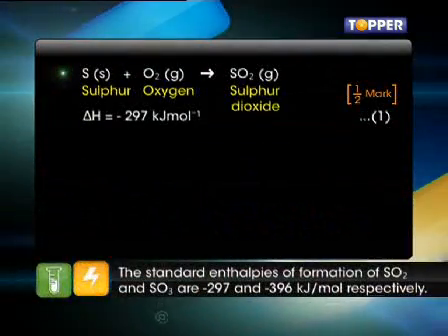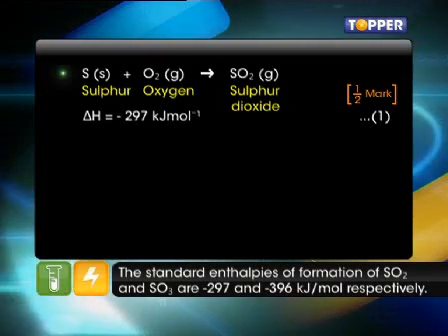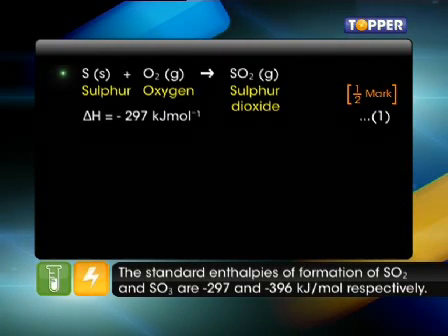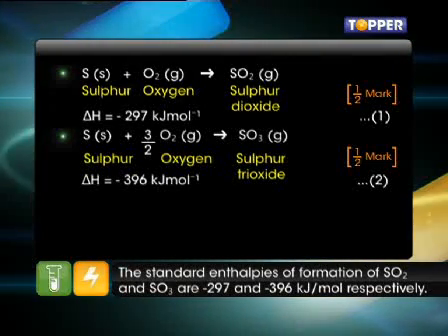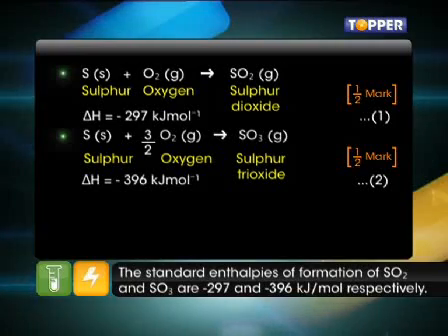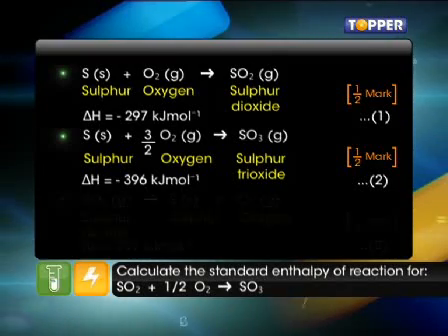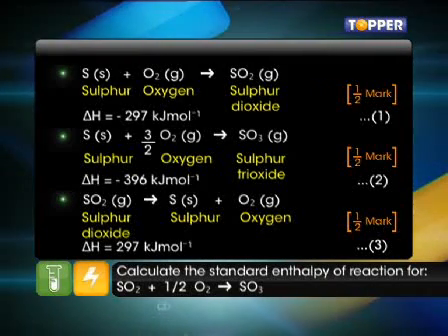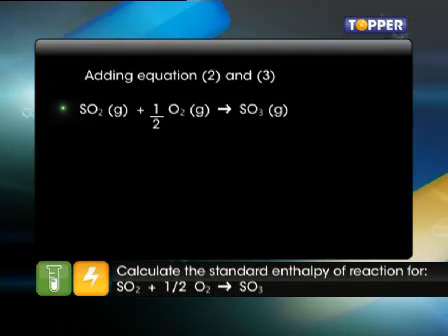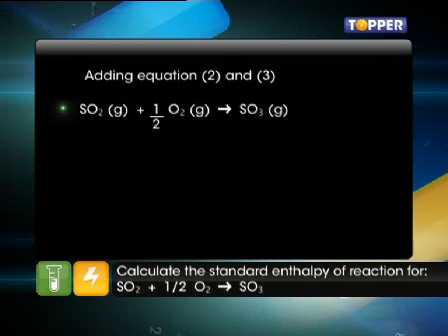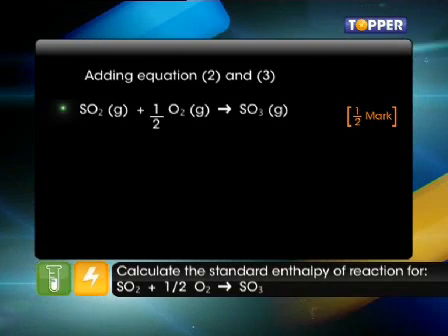As the first step, you must write the equations for the formation of sulfur dioxide and sulfur trioxide respectively, as you have been given the enthalpies of formation of the two compounds in the question. Now, since you have to calculate the standard enthalpy of the formation of sulfur trioxide from sulfur dioxide, reverse equation 1. The enthalpy sign too will change because of this reversal. On adding this equation with the second equation, you will achieve the target equation of the question. Writing the equations correctly will fetch you half a mark per equation.